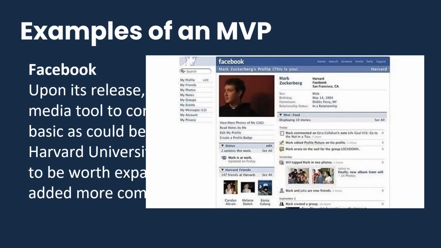It was very basic, not yet that nice, but the core functionality, the job it was meant to do, it did. What was the job? It allowed people to connect with one another within Harvard. So they started small. As they say, start small, dream big, but start small.